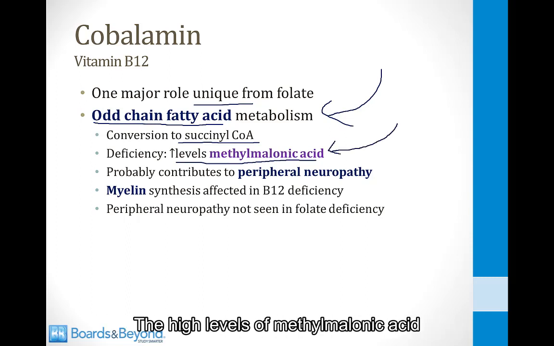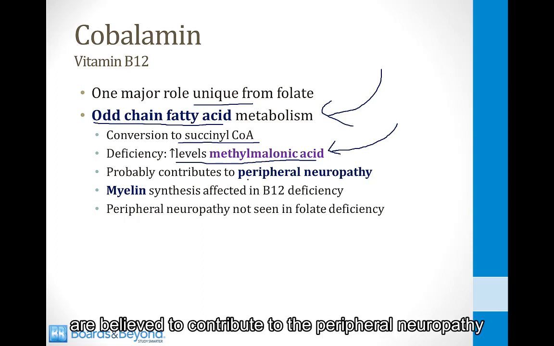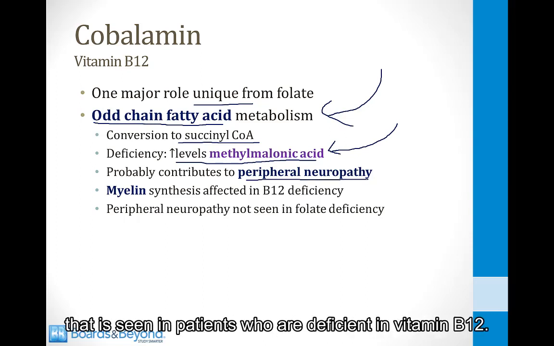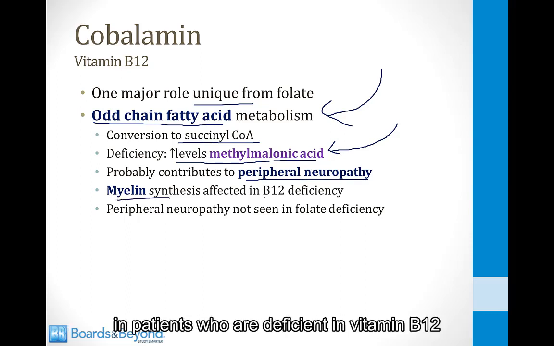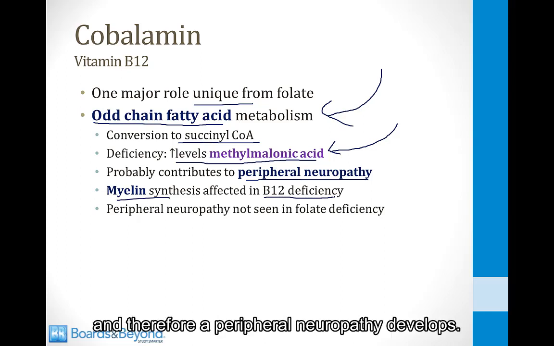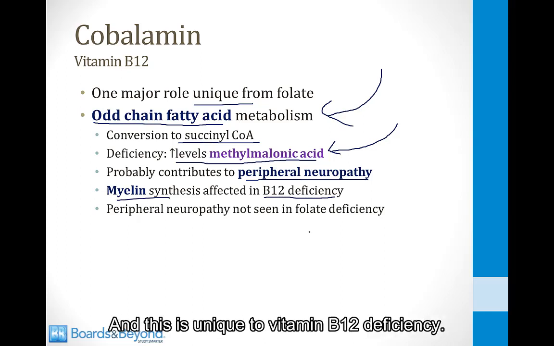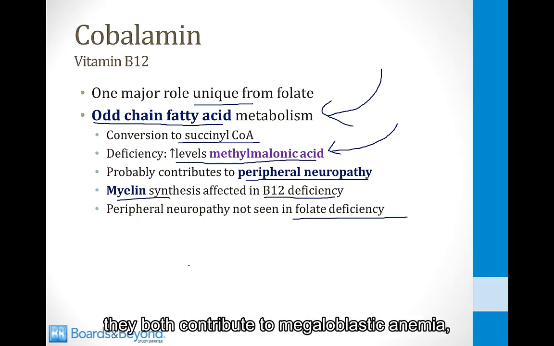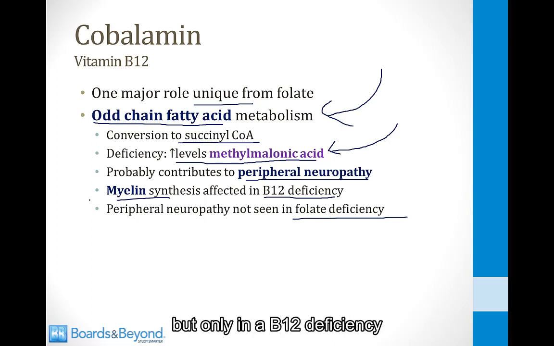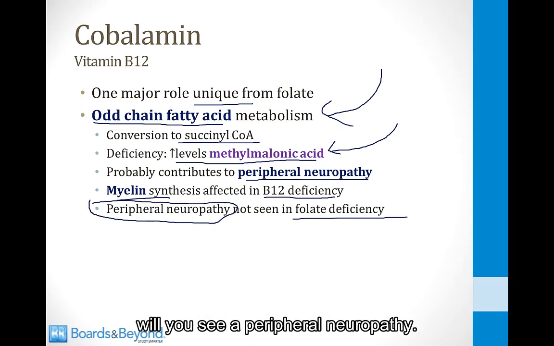The high levels of methylmalonic acid are believed to contribute to the peripheral neuropathy that is seen in patients who are deficient in vitamin B12. Myelin synthesis is ineffective in patients who are deficient in vitamin B12, and therefore a peripheral neuropathy develops, and this is unique to vitamin B12 deficiency. You will not see this in folate deficiency, and this is one way you can tell the two vitamin deficiencies apart because, as I showed you before, they both contribute to megaloblastic anemia, but only in a B12 deficiency will you see a peripheral neuropathy.